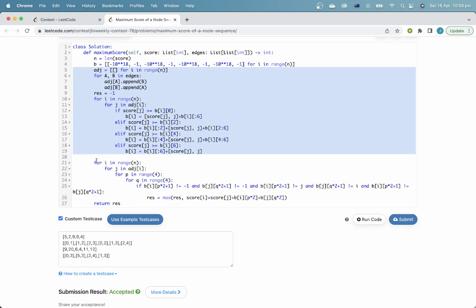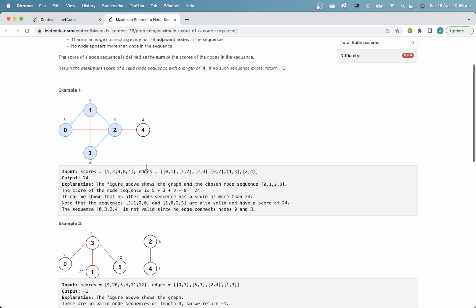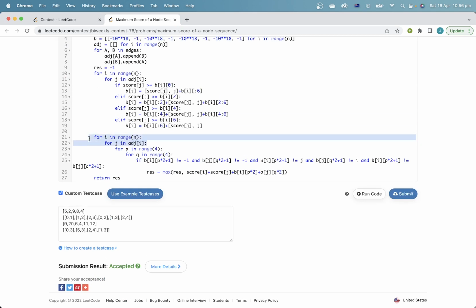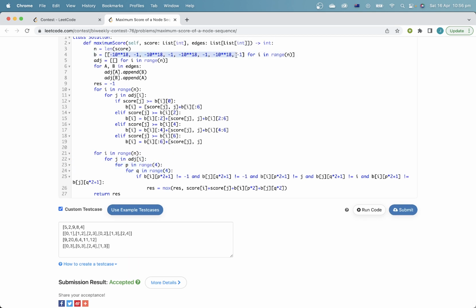Then, I'm looping over i and j, which will be my middle 2 nodes of the path. And remember that those 2 middle nodes correspond to an edge in the graph, so it's easy to iterate over them. Then, for each of these 2 middle nodes, I will try all of the pre-computed highest scoring nodes adjacent to them. If those nodes exist and none of the nodes are equal to each other, then I'll update my answer with the current score of the path. So that's the crux of the algorithm.